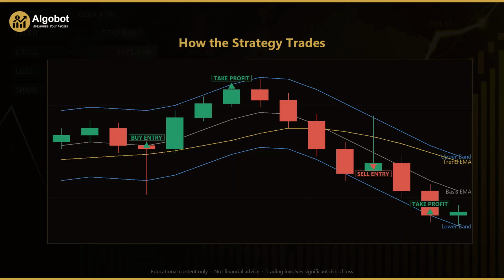In both cases, notice the common thread. The strategy waited for a stretch to the far band, waited for that stretch to be rejected back inside the channel, and only acted when the move agreed with the trend. That discipline is the whole idea behind this approach.